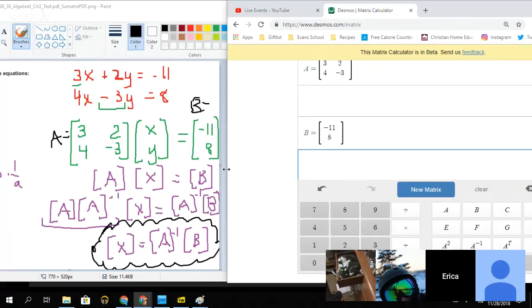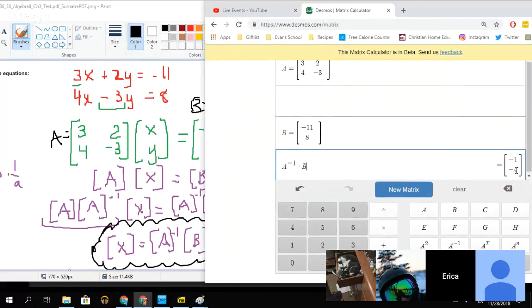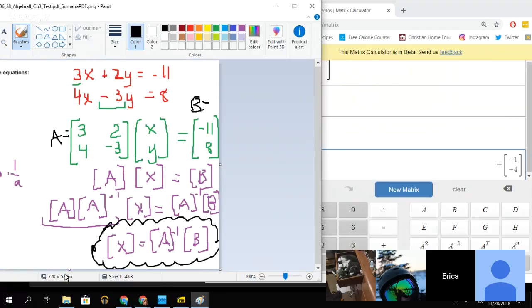Okay, so now to solve it every single time, what you want to do to find your X and your Y is you want to take the inverse of A times B. So what that looks like here is you take A and you want to do the inverse, and then you want to multiply it by B. Okay, then your calculator does all the work, and it tells you that the answer is -1, -4.